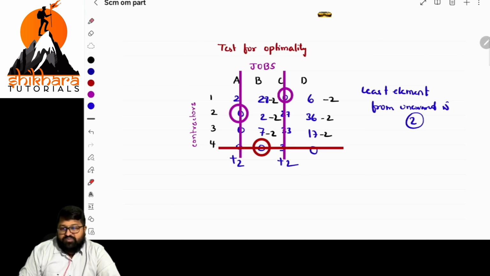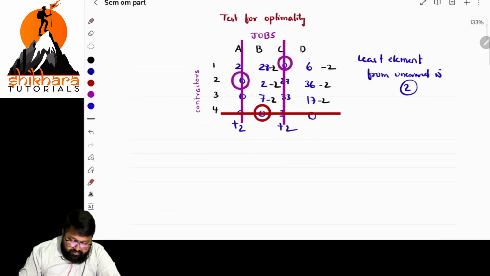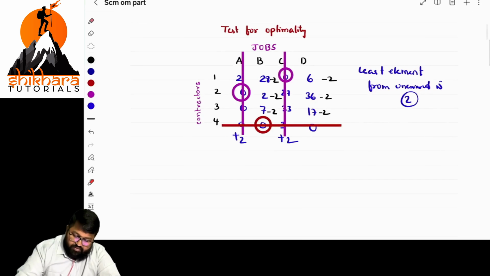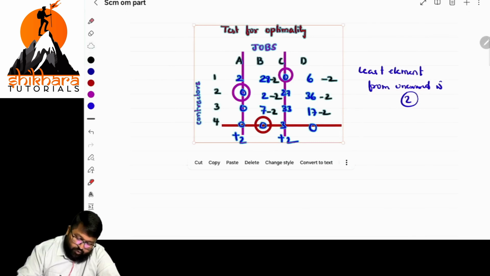And form the new matrix. What is the new matrix there? I'm just arranging it in the same matrix itself. You can form it in a new way. I will present it separately. It will be good for you.